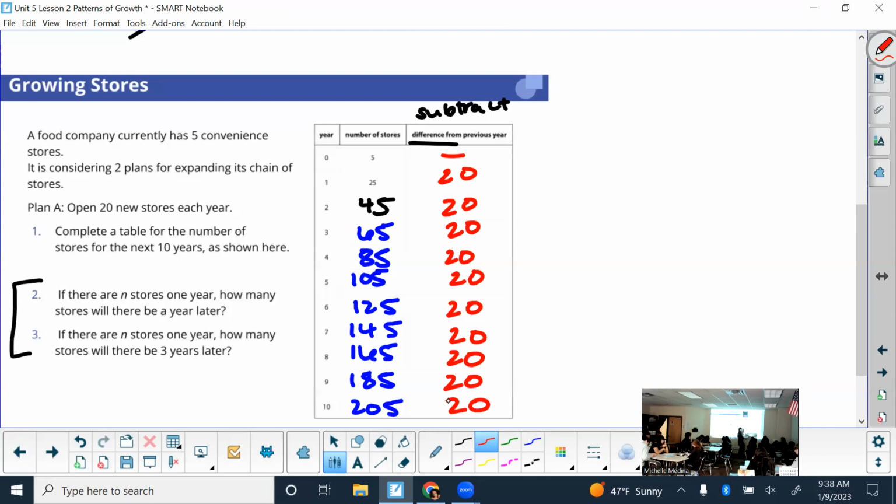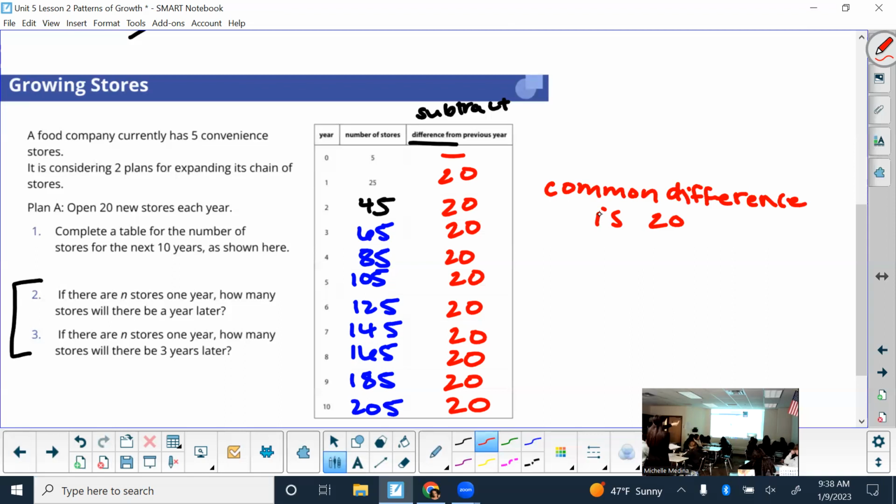But since it is the common difference, let's just write that down. Somewhere on your paper next to this table, put the common difference is 20, because that's the difference each time, consistently. What if we were subtracting 20 each time? What would the common difference be? Not 20.